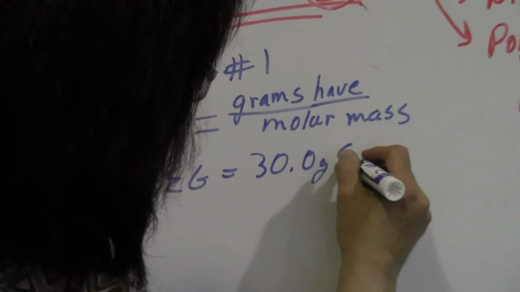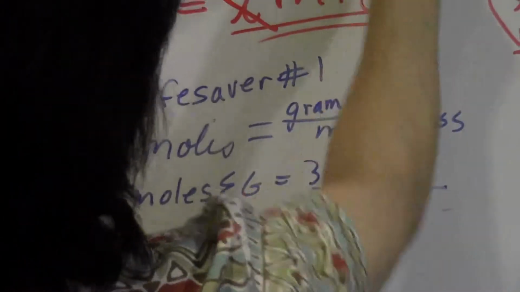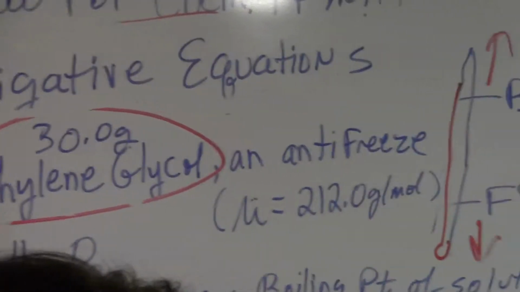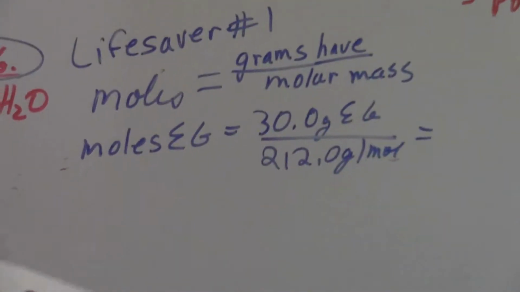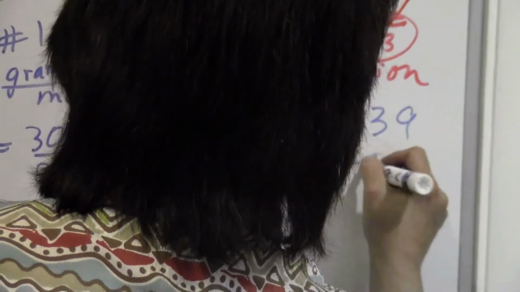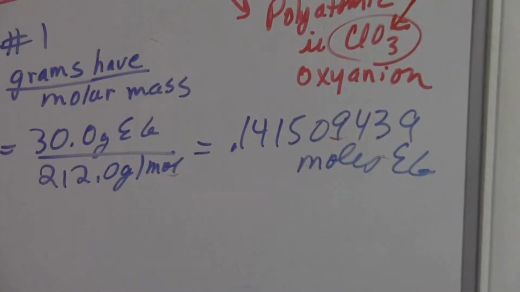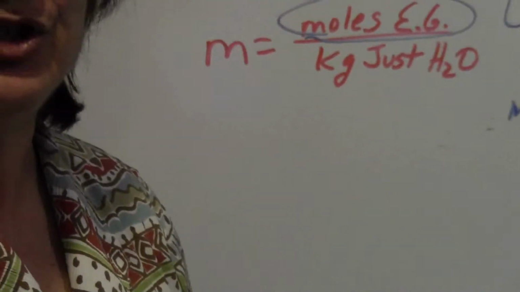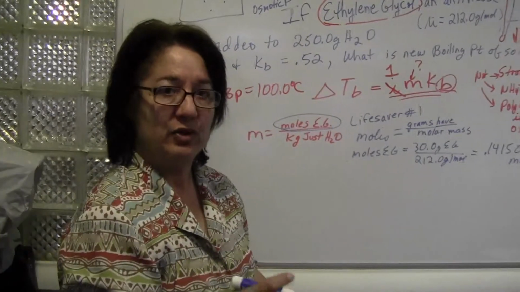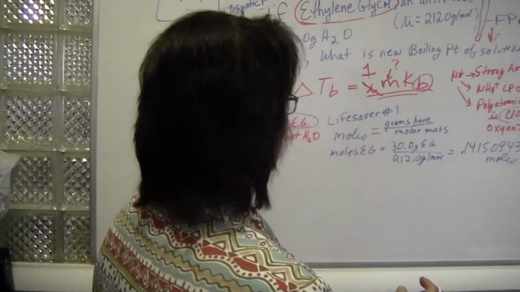30 grams divided by the molar mass, which they gave us, 212.0 grams per mole. So this was easy enough to find. The number of moles is going to be 0.141509439 moles of ethylene glycol. Don't round off in the middle of a problem. I don't care what your teacher does in class. You don't round off until you get to the absolute end of a problem.